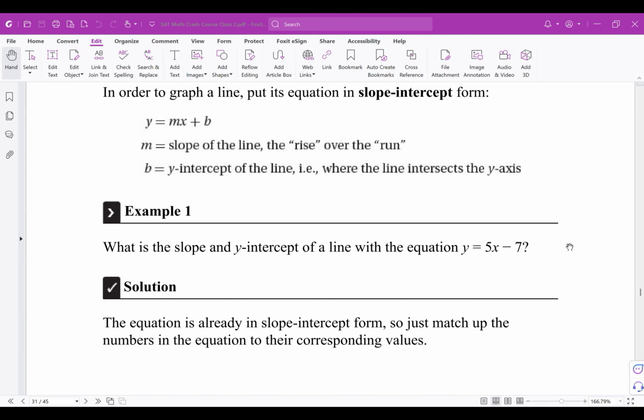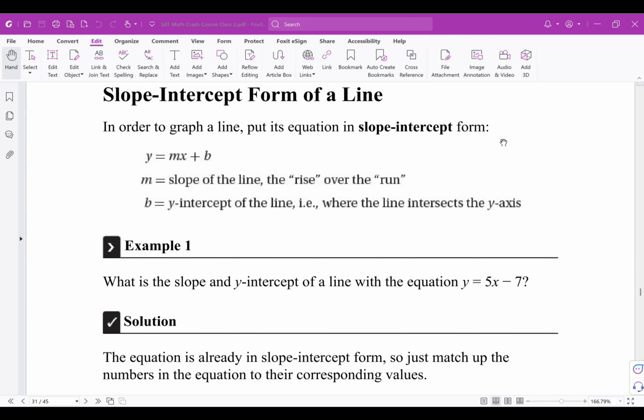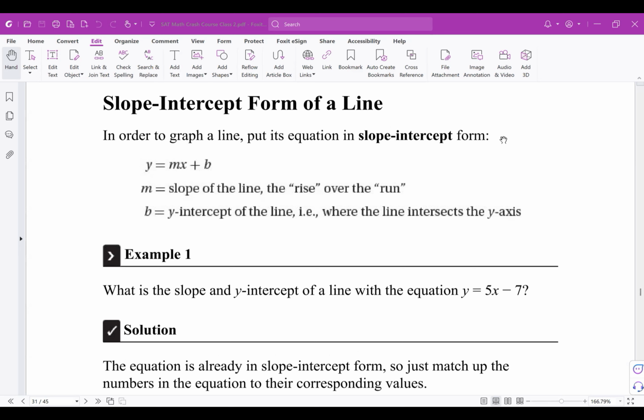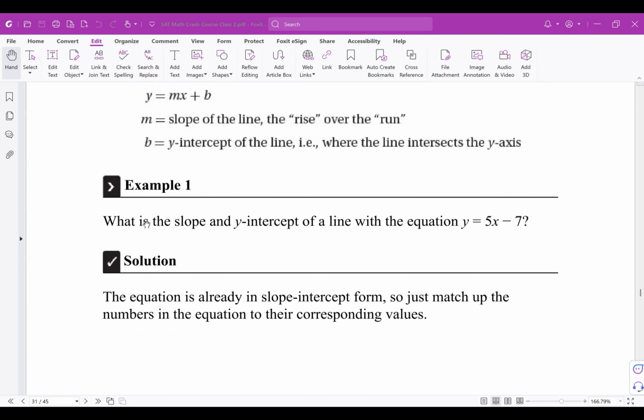With the equation y equals 5x minus 7. Are you understanding these problems or not? Yes, it's okay, just graph. What is the slope and y-intercept of a line with the equation y equals 5x minus 7?